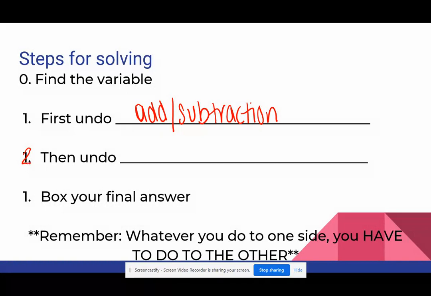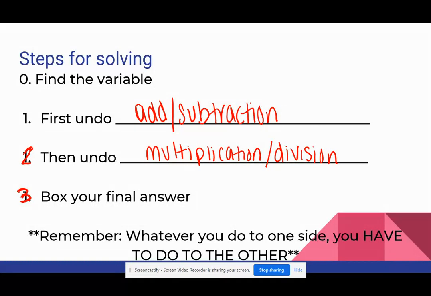Step 2 is you're going to undo any multiplication or division. That is step 2. And then step 3 is just to box your final answer, whatever your x equals or your m or whatever your variable is. So you find the variable, you undo any addition or subtraction, then you undo any multiplication or division, and then you box your final answer.